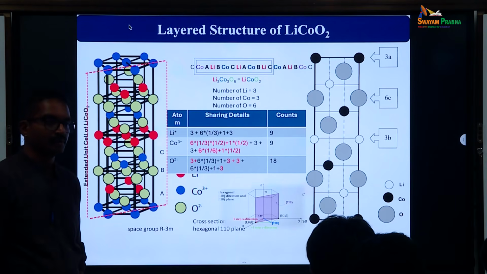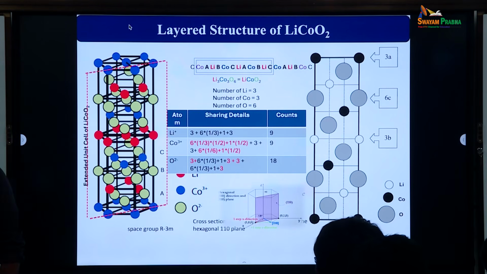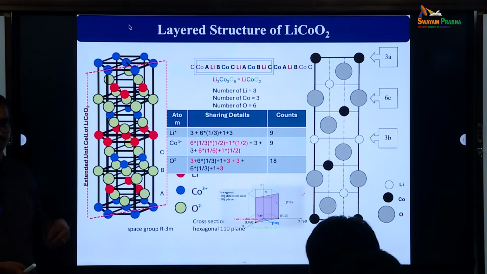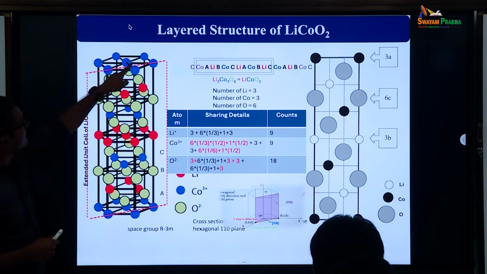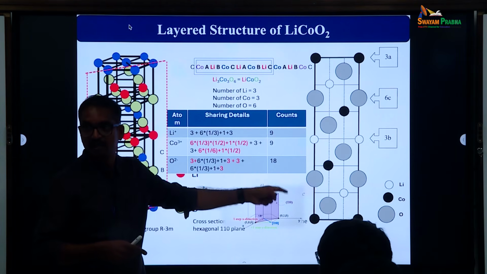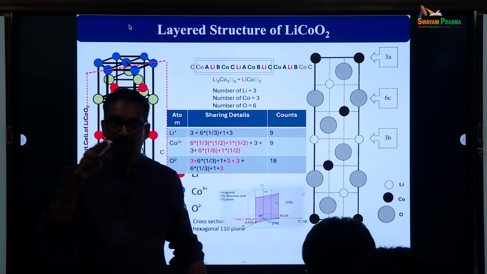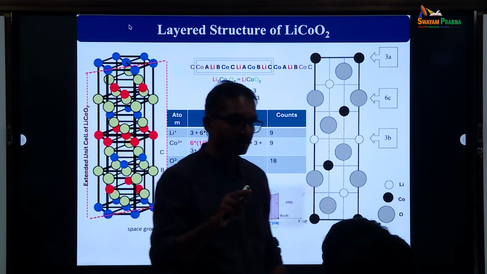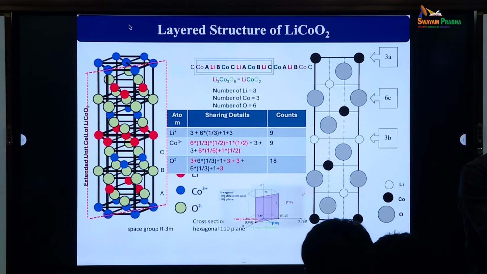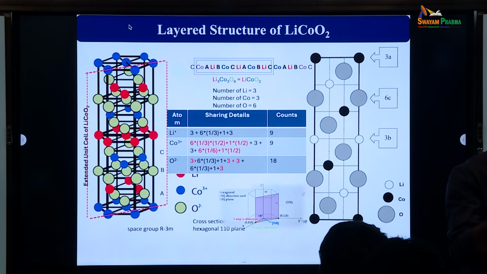Okay? But LiCoO2 I cannot separate. If I have to get LiCoO2, I have to take this rhombus and divide that by 3. Then only I will get LiCoO2. So if I take this rhombus, that will have 1/3 of this content. That will be Li3Co3O6. So Li3Co3O6 will be that rhombus, and that has the same framework as rock salt, interestingly.